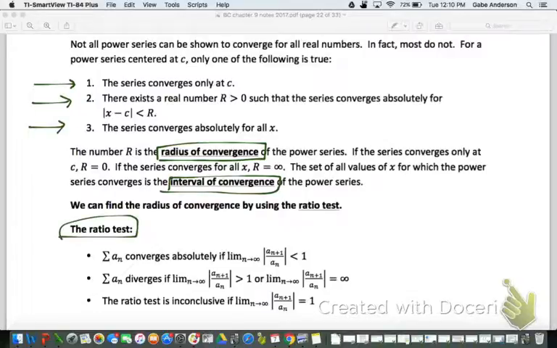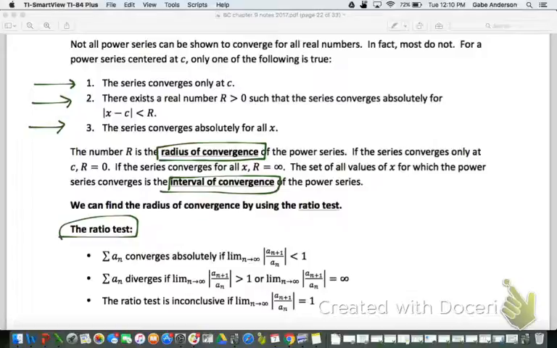So there's a little review of the ratio test right there. Just as a reminder, the series converges absolutely if you calculate the limit and you get something less than 1. The series diverges if you get something bigger than 1, which of course includes infinity. And then the ratio test doesn't tell us anything if you get exactly 1. So that's just a review of the ratio test. We're going to use that right here, right now.